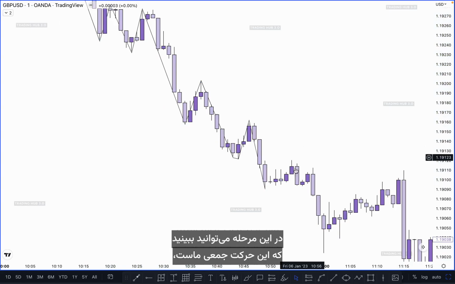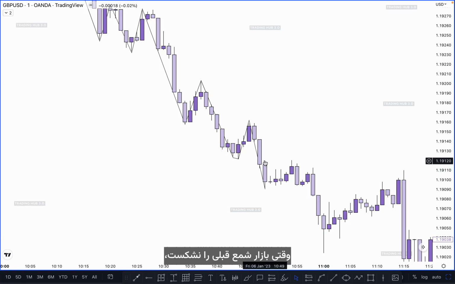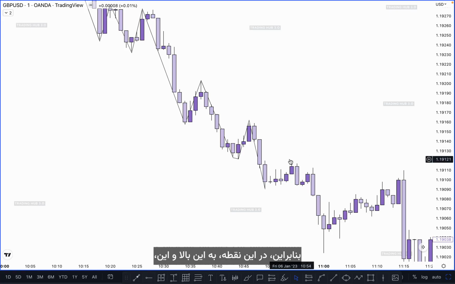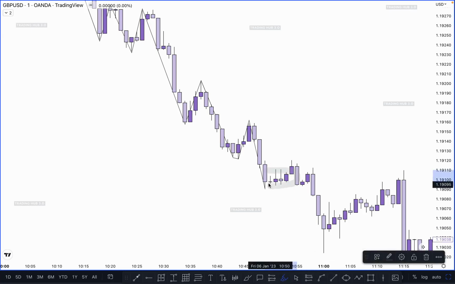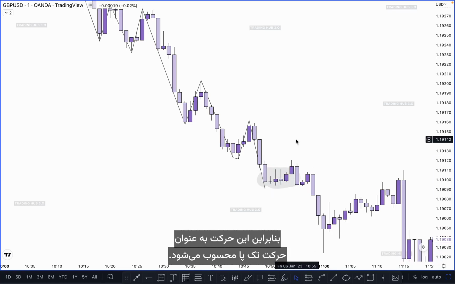At this point you can see this is our corrective move, but this high is not broken by this move. When the market does not break the previous candle high, and everything happens between the high and low, this is not a valid pullback. As I mentioned in the diagram, price must take out the previous actual candle high or low to confirm a valid pullback. At this point this high and this high are both similar, so this is our invalid pullback. This is an internal range between this high and this low, so this move counts as a single leg move.